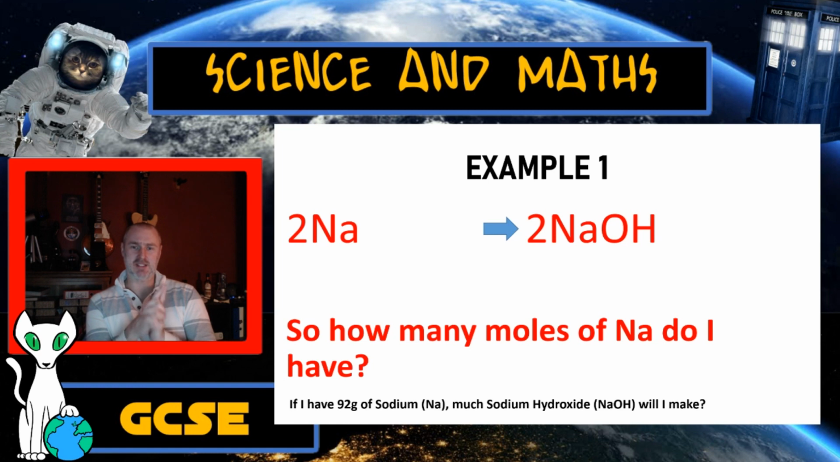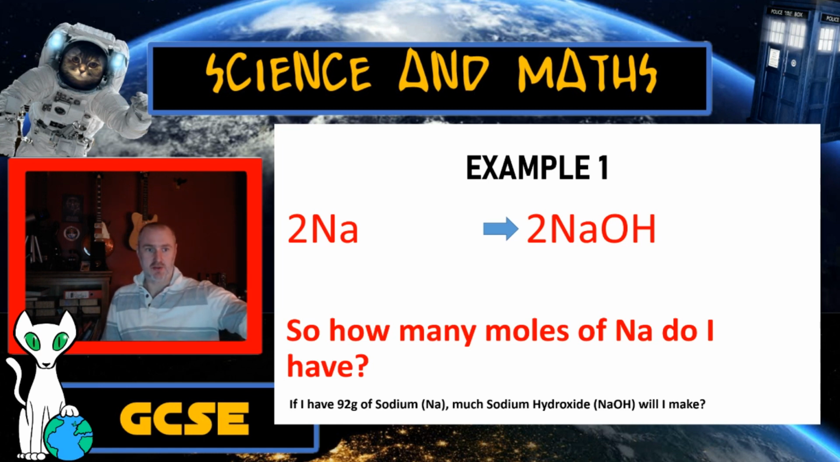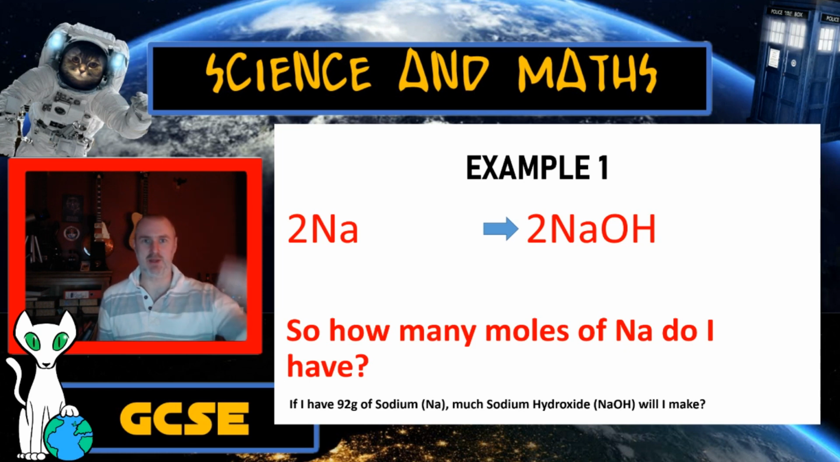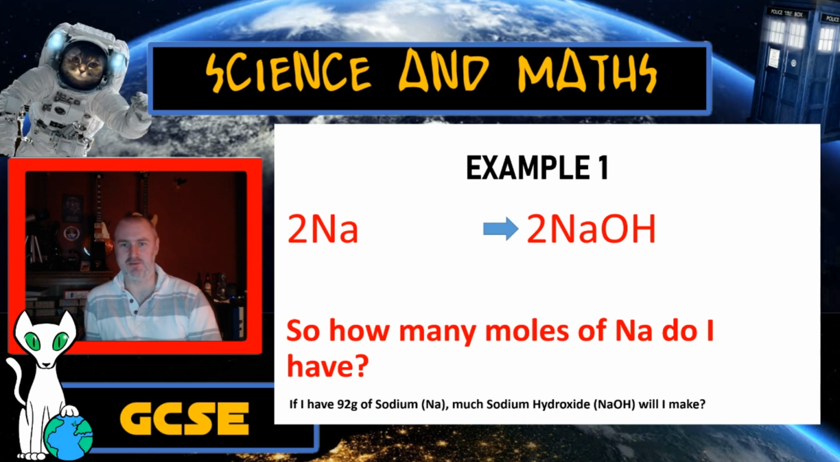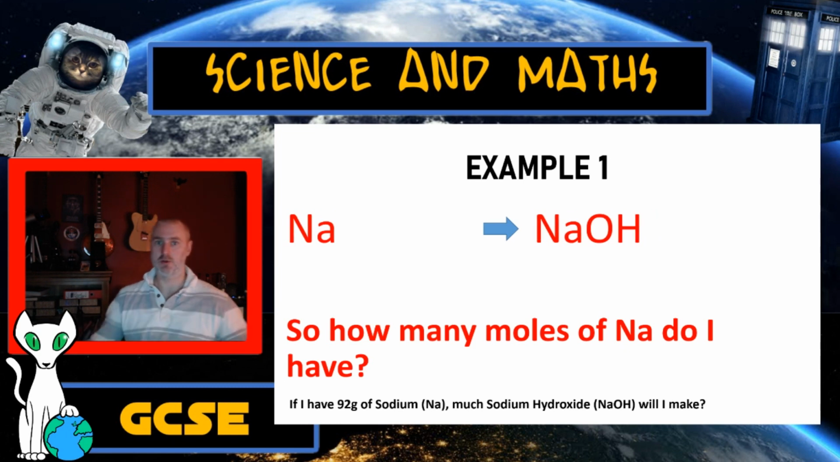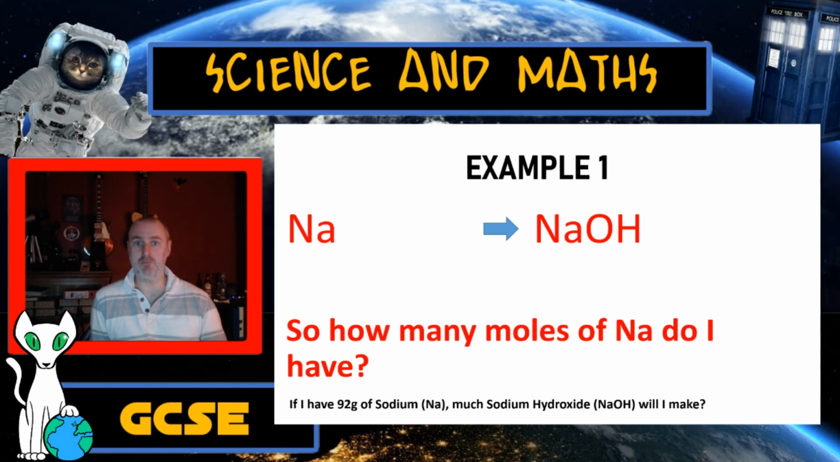Now, at this point, what I see a lot of my pupils doing is getting confused because the big 2 is still at the front of each of these compounds. And people start thinking they have to do something with that. People start thinking that they have to maybe double the mass number of sodium or double the molecular mass of sodium hydroxide. And it gets a little bit confusing. So what I'm going to say is, at this point, once you know the ratio, rub those numbers out. They're not important. They are only important for figuring out the ratio.